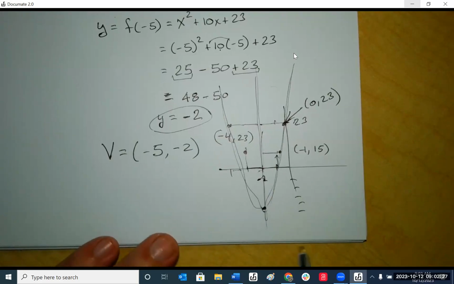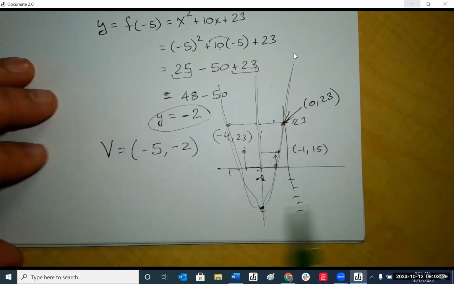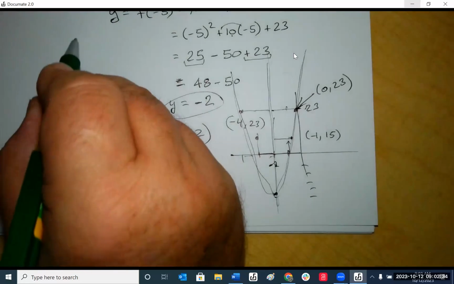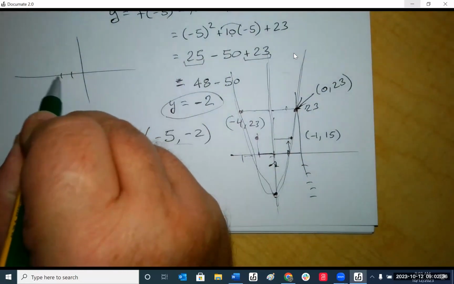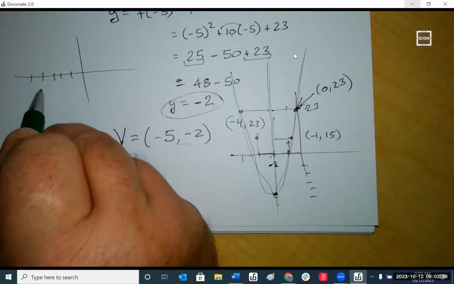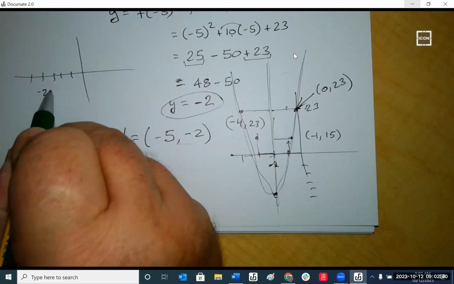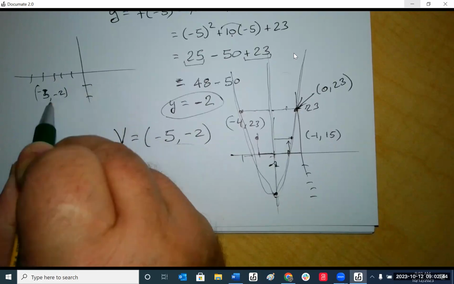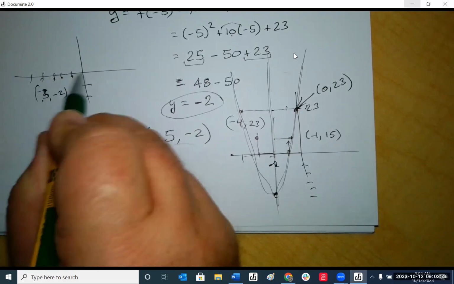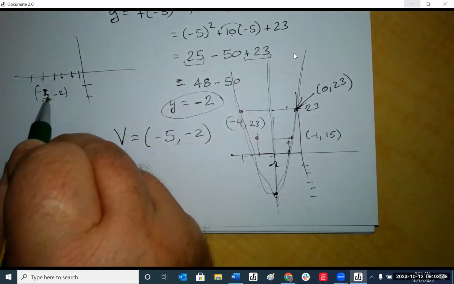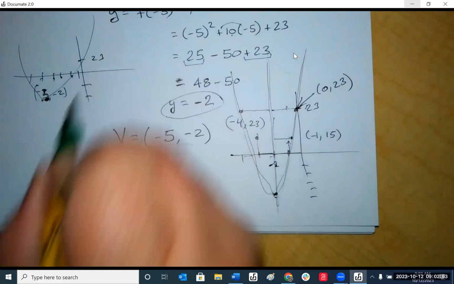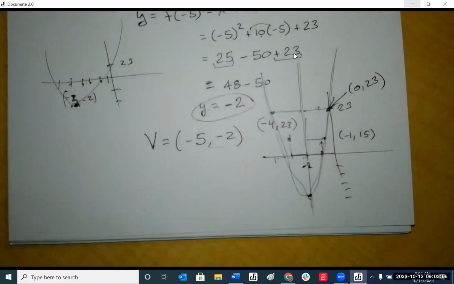It is. Oops, I misread it. Oh, yes. I'm sorry. Forget everything I just told you there. Our axis of symmetry is at -5, -5, -2. It's over here, and it crosses at 23. I'm sorry, yes, I had it backwards.